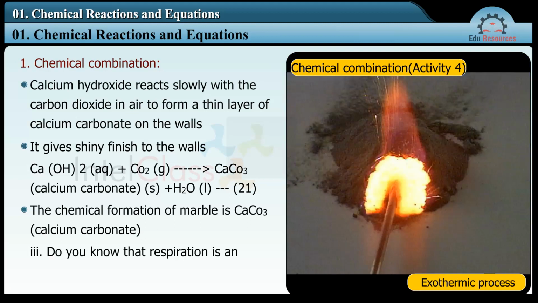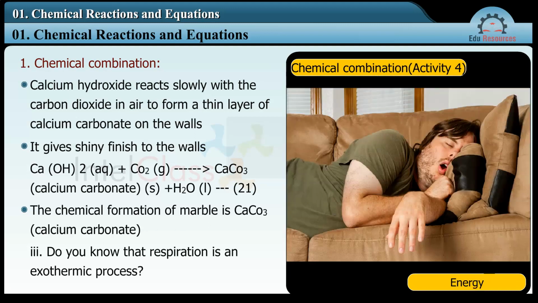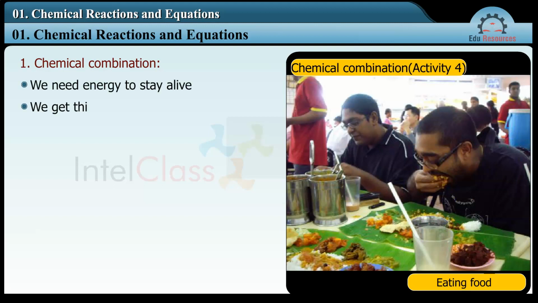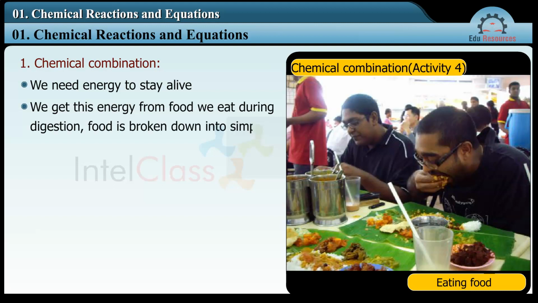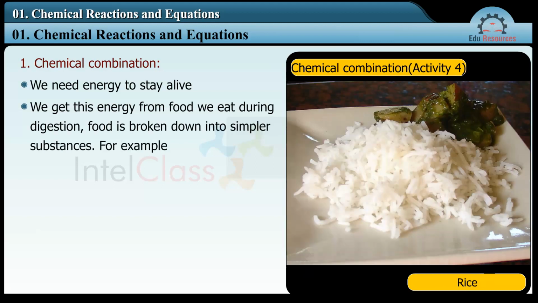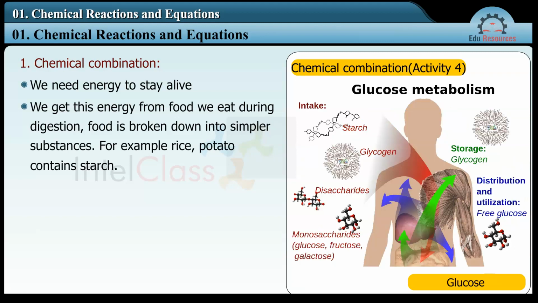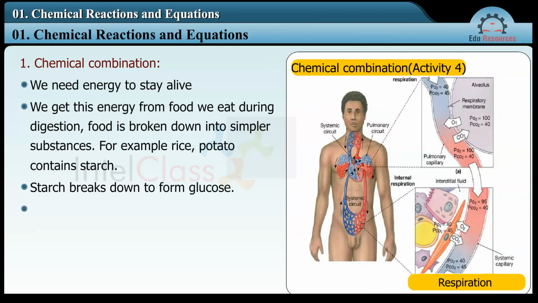Do you know that respiration is an exothermic process? We need energy to stay alive. We get this energy from the food we eat. During digestion, food is broken down into simpler substances. For example, rice and potato contain starch. The starch breaks down to form glucose.